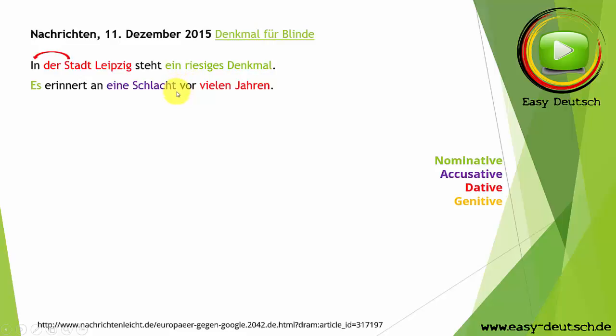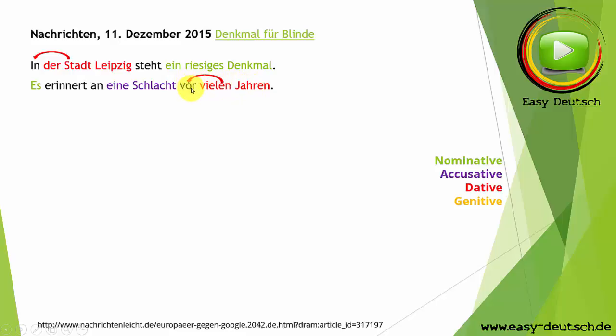Second sentence. Es erinnert an eine Schlacht vor vielen Jahren. So it remembers on a battle many years ago. Es, you can see green, so nominative case because it's the subject. And vor vielen Jahren is dative case due to vor.